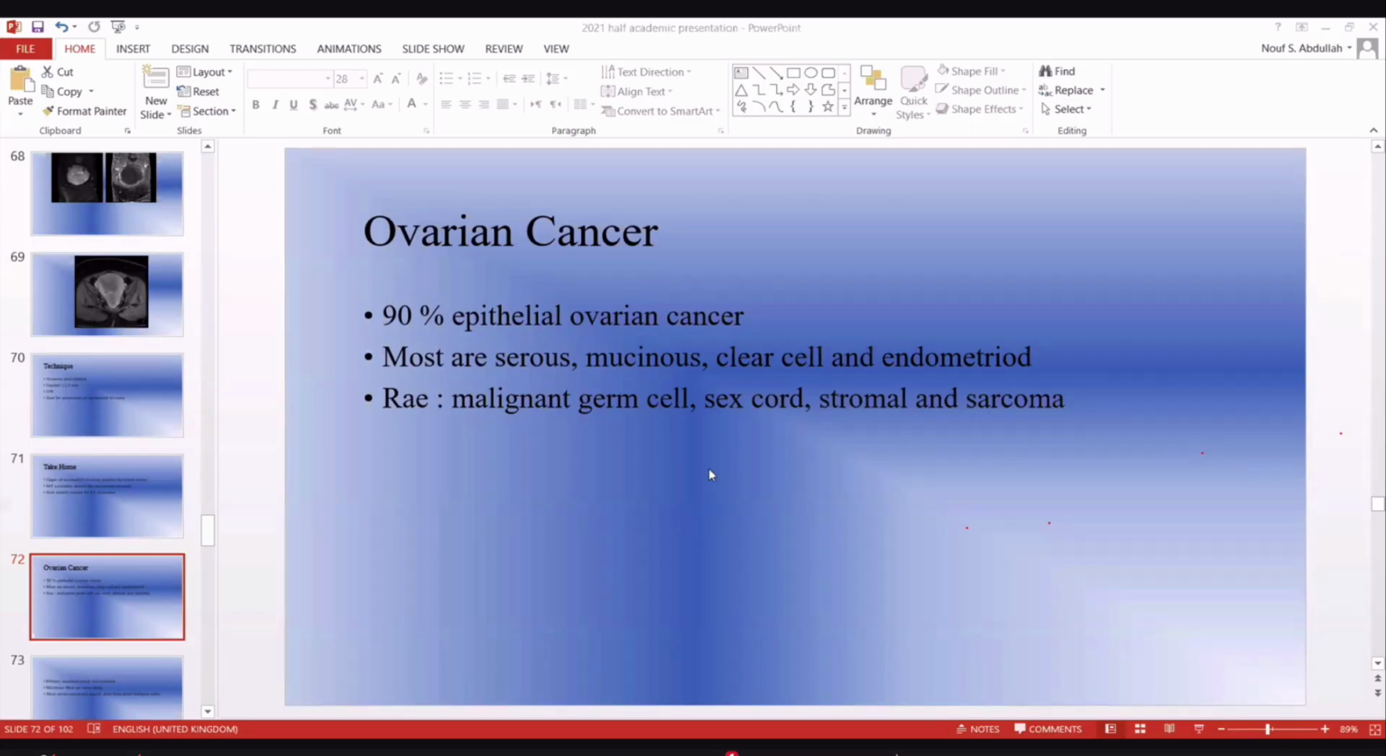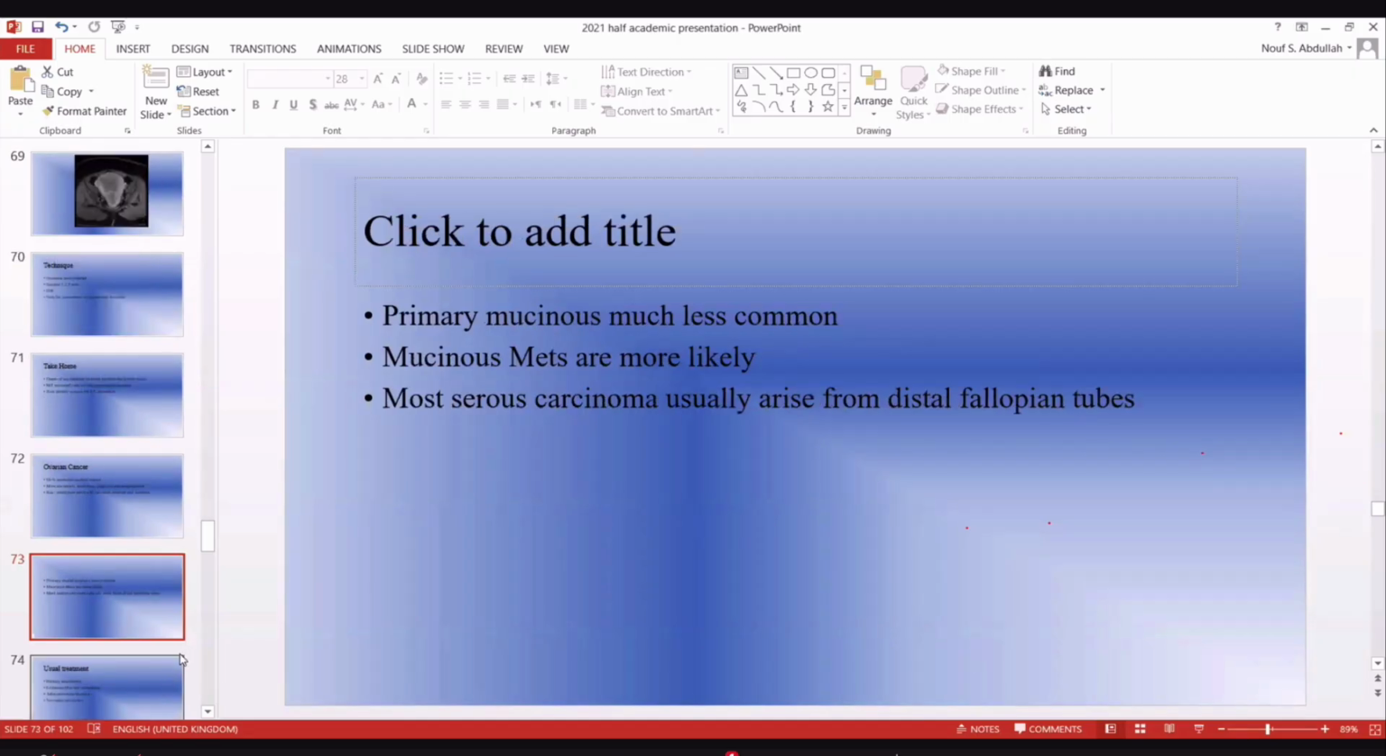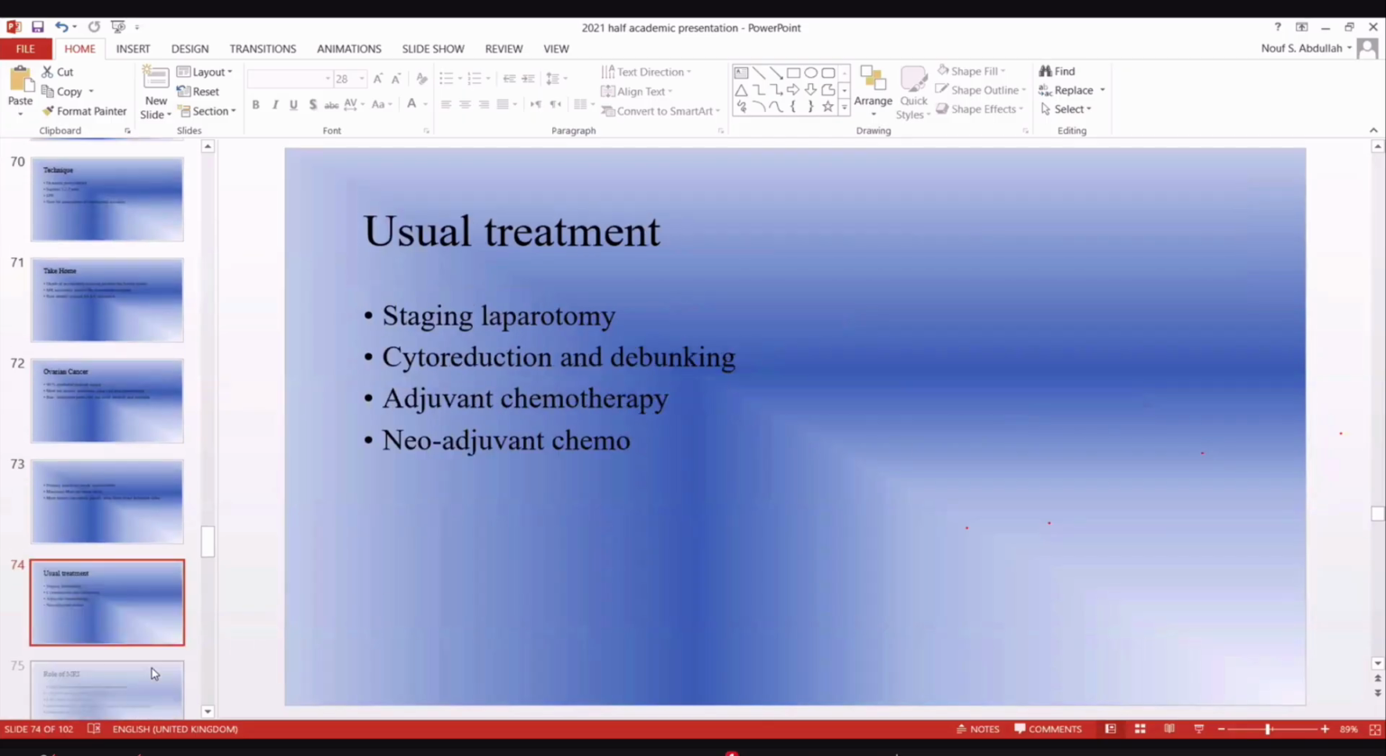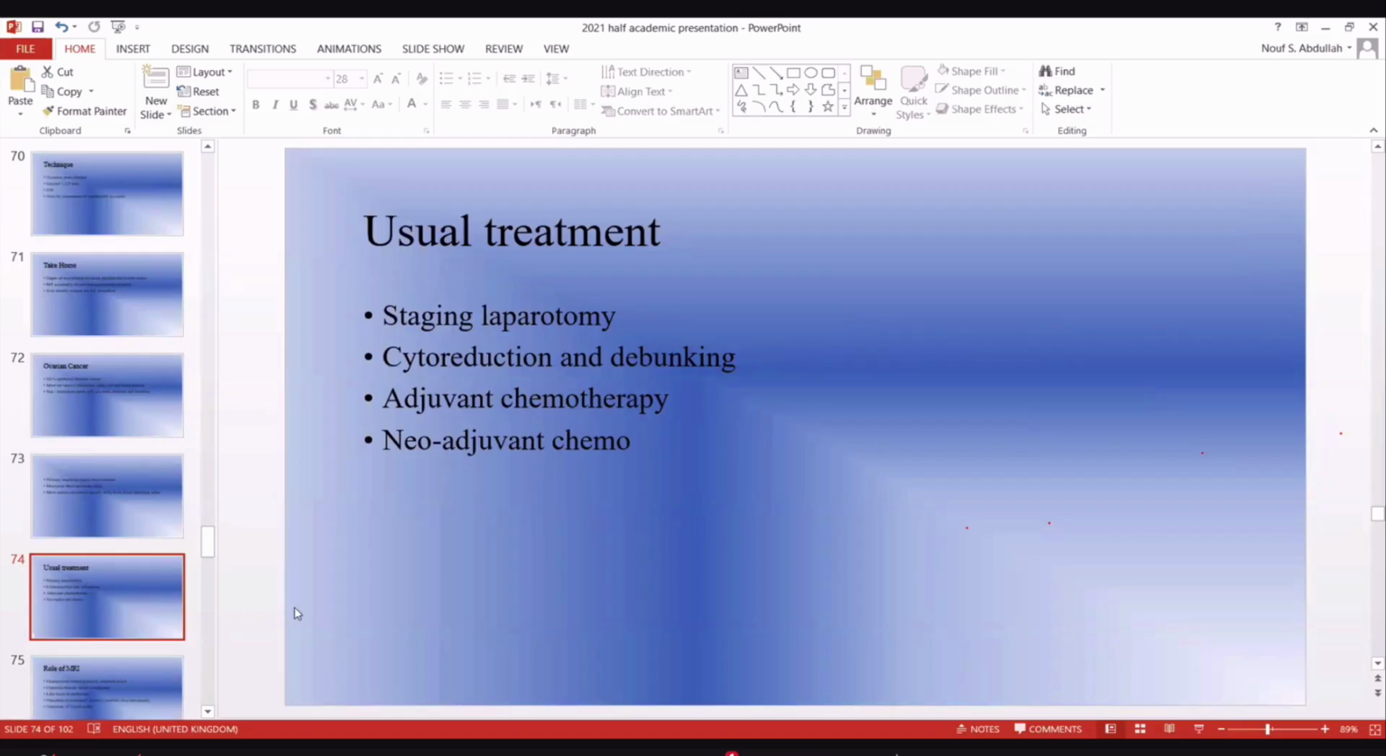There are multiple other types, including germ cell, sex cord stromal tumor, and sarcoma. However, they are uncommon compared to the epithelial malignancy. Primary mucinous are much less common. Mucinous metastases tend to happen more likely, and most serous carcinoma usually arises from the fallopian tube rather than the adnexa. What is the usual treatment for ovarian cancer?